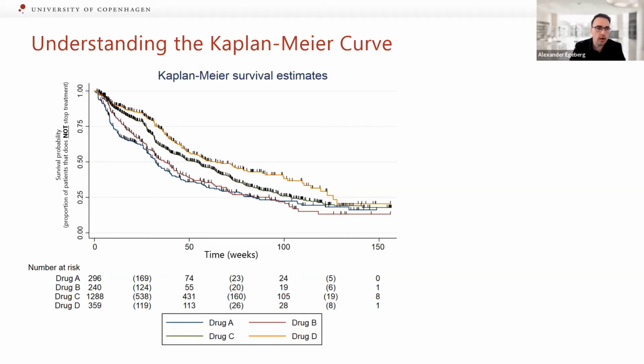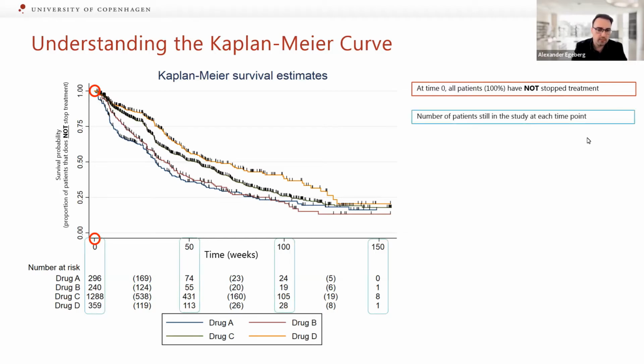If we go all the way to the left, at time 0, we can see the number of patients who are still on therapy, meaning that they have not stopped therapy. So at the beginning of the study, of course, 100% of the patients are still in the study and they have not stopped therapy.